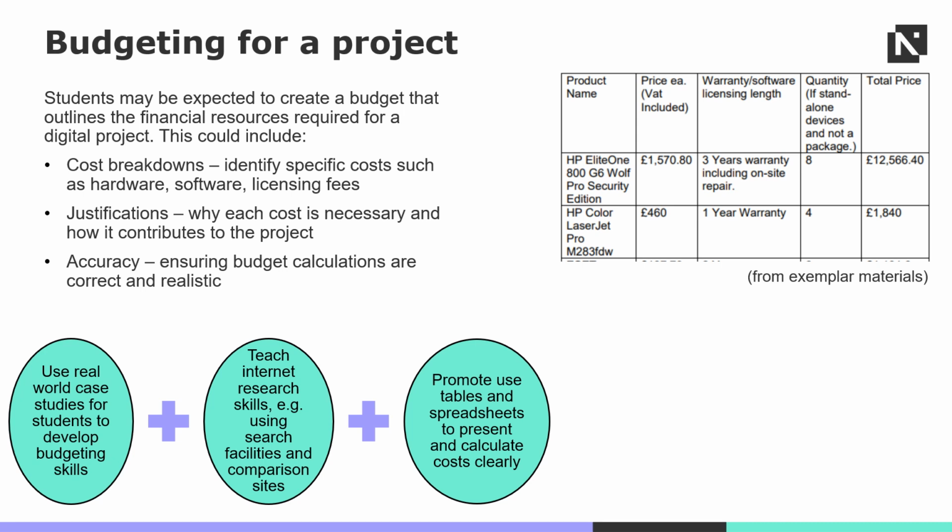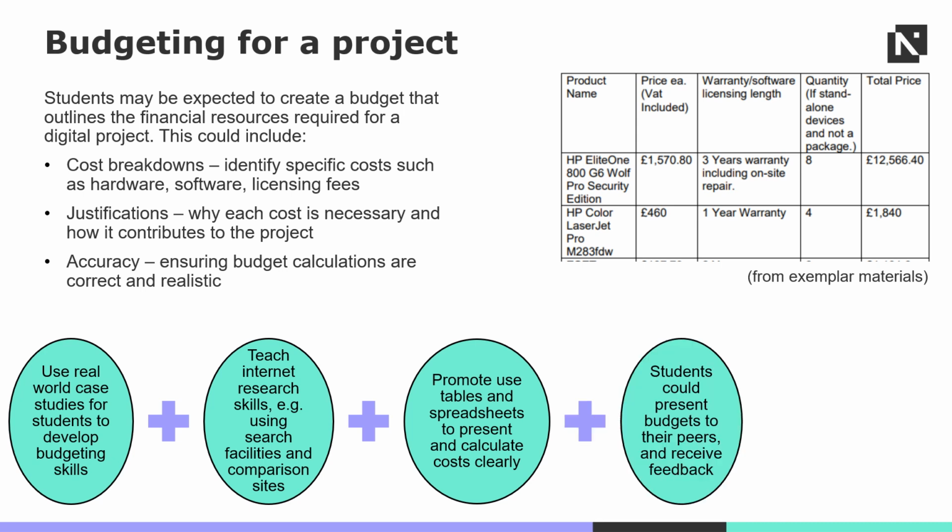You could get students to create pie charts or bar graphs of their budgets to help visualise how the total budget is allocated across categories. And students must show an understanding of financial constraints by ensuring the total budget does not exceed a given limit if specified, identifying areas where costs could be reduced without compromising the project's quality or outcomes.